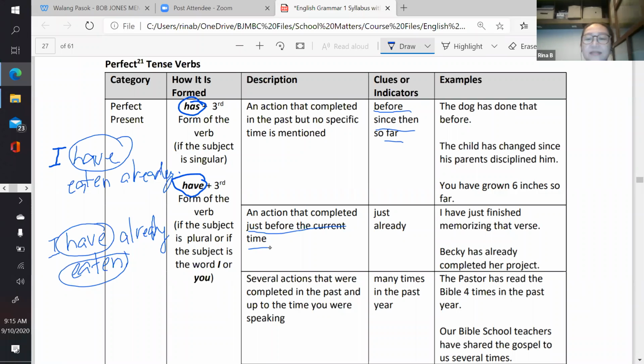Yeah? Because right now is our verse quiz. Don't do that, huh? That's not good practice. And I'm preaching to myself too. You only memorize the verse just before the verse quiz. You may get a perfect score for your verse quiz, but it won't stick to your head. No? You won't remember it later on. Becky has already completed her project. Okay?